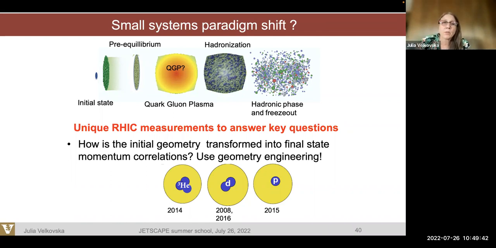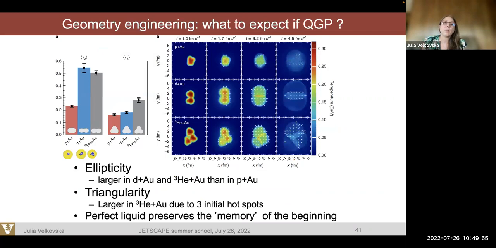to collide different species. So three different collision systems were studied: proton-gold, deuteron-gold, helium-3-gold. The idea here is that if you model the eccentricities in these systems, and you model the hydrodynamic evolution, in a proton-gold collision, you have a system which is mostly spherical. In a deuteron-gold collision, you start with a system that is mostly elliptic. And in helium-3-gold, you have three nucleons. So you have both a triangular and elliptic shape.